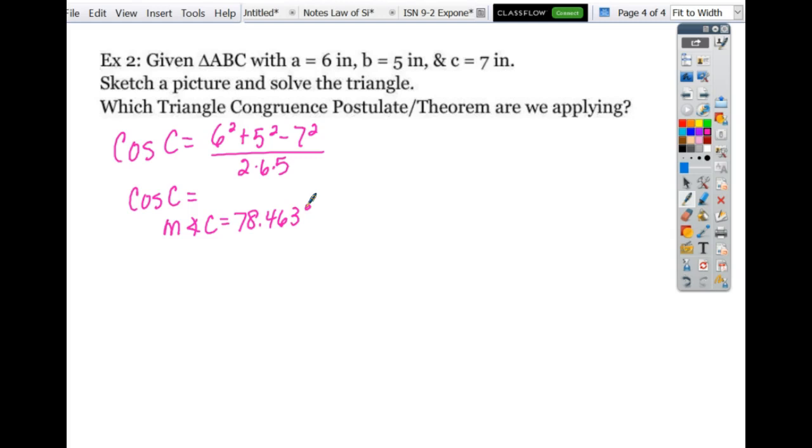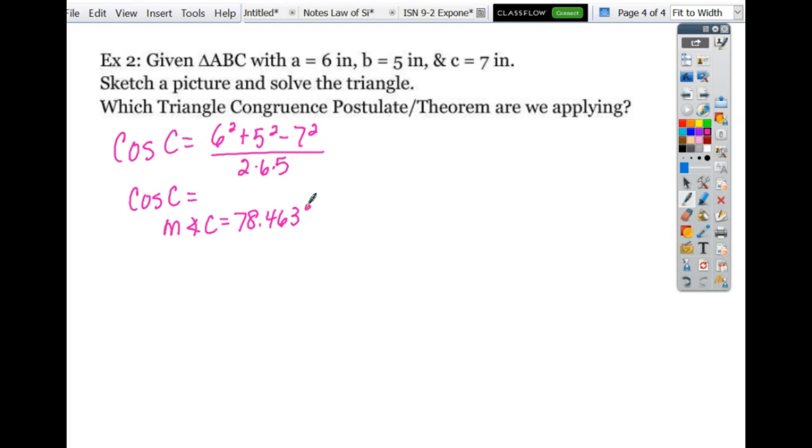I don't understand what you're not getting. Look, 6 squared plus 5 squared minus 7 squared. Push equal. It's pretty easy. Then divide by, in parentheses, 2 times 6 times 5. Close the parentheses, push equal. Find the inverse cosine of 0.2.